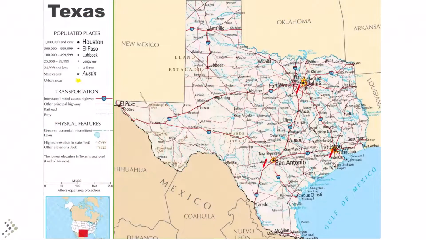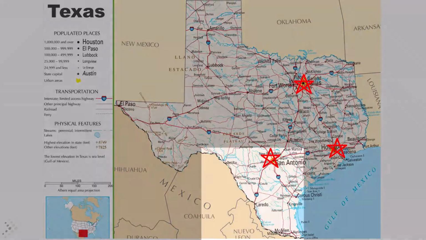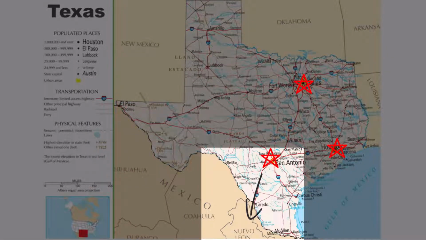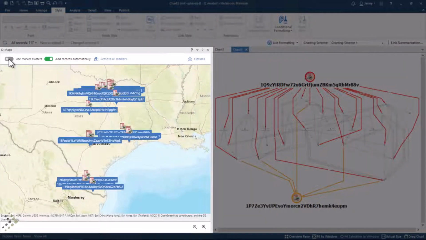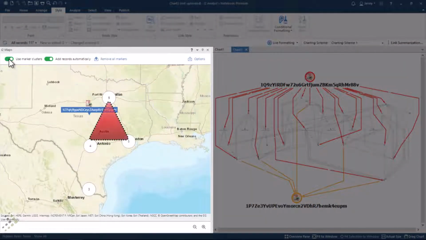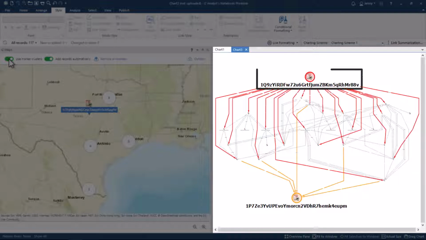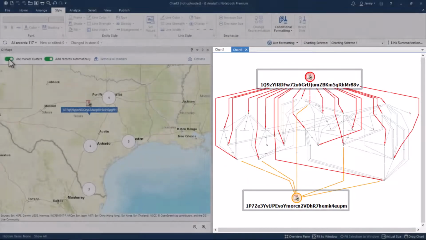These locations are known hotspots within the law enforcement community for drug and human trafficking rings that extend south to the Mexico border. Within this workflow, we identified a nexus to illicit trafficking and confirmed that the wallets starting with 1Q9Z and 1P7Z exhibited suspicious activity similar to known money laundering schemes.